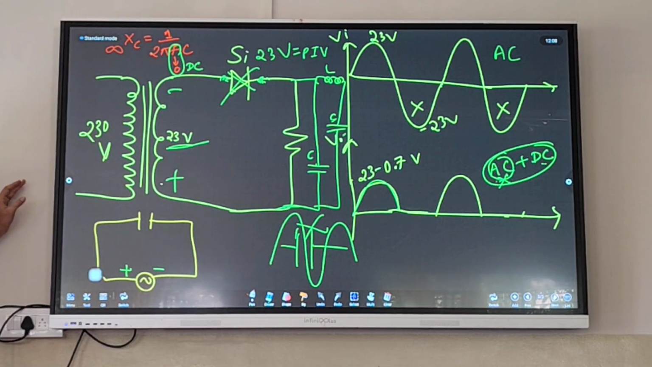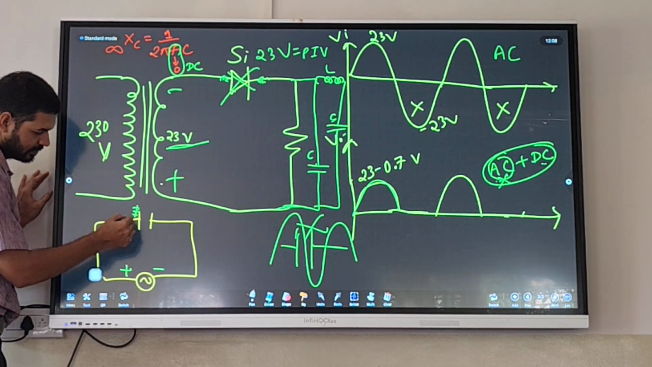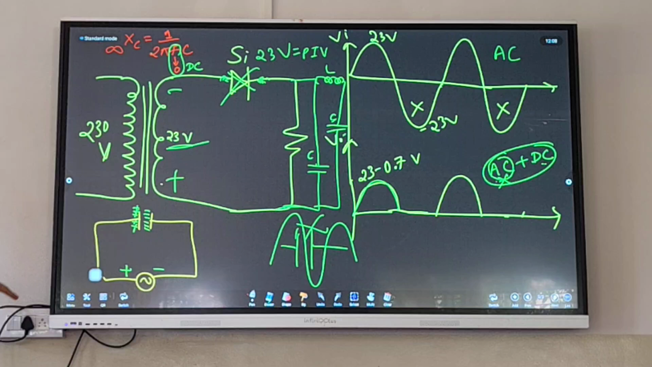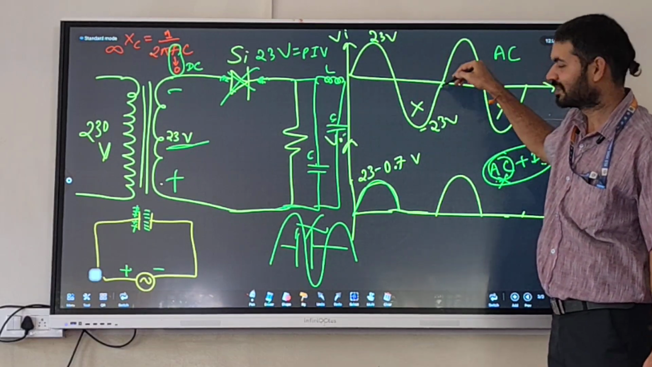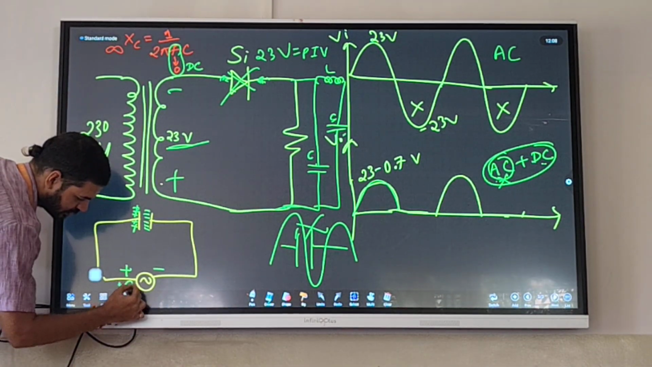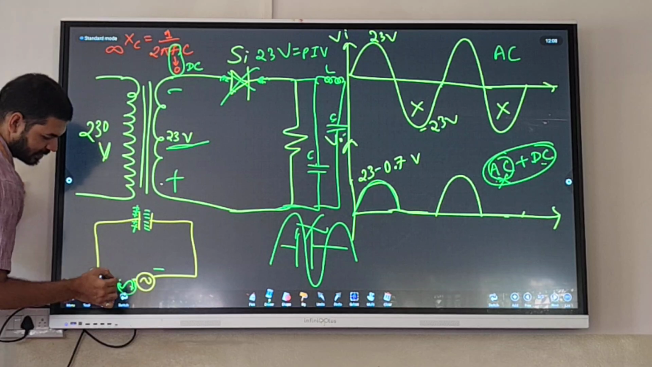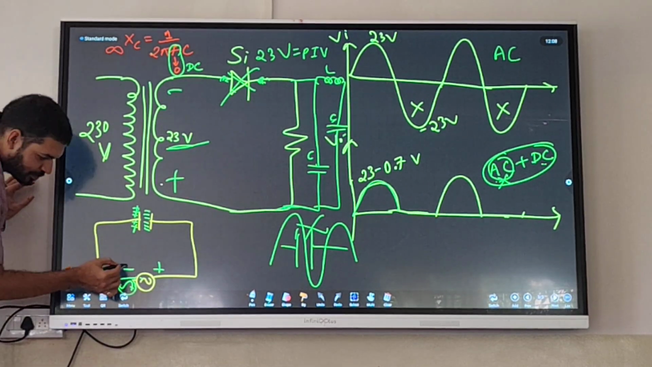AC means what? First it will be plus, minus. So when it is plus, minus, it will be like this. But it is AC, so this will not be continuous. Next plus, minus, plus, minus. So if plus, after that the next minus, so it will flip. This will become like this. The next minus, correct. So it will be minus and plus. So when this becomes minus, this becomes plus.